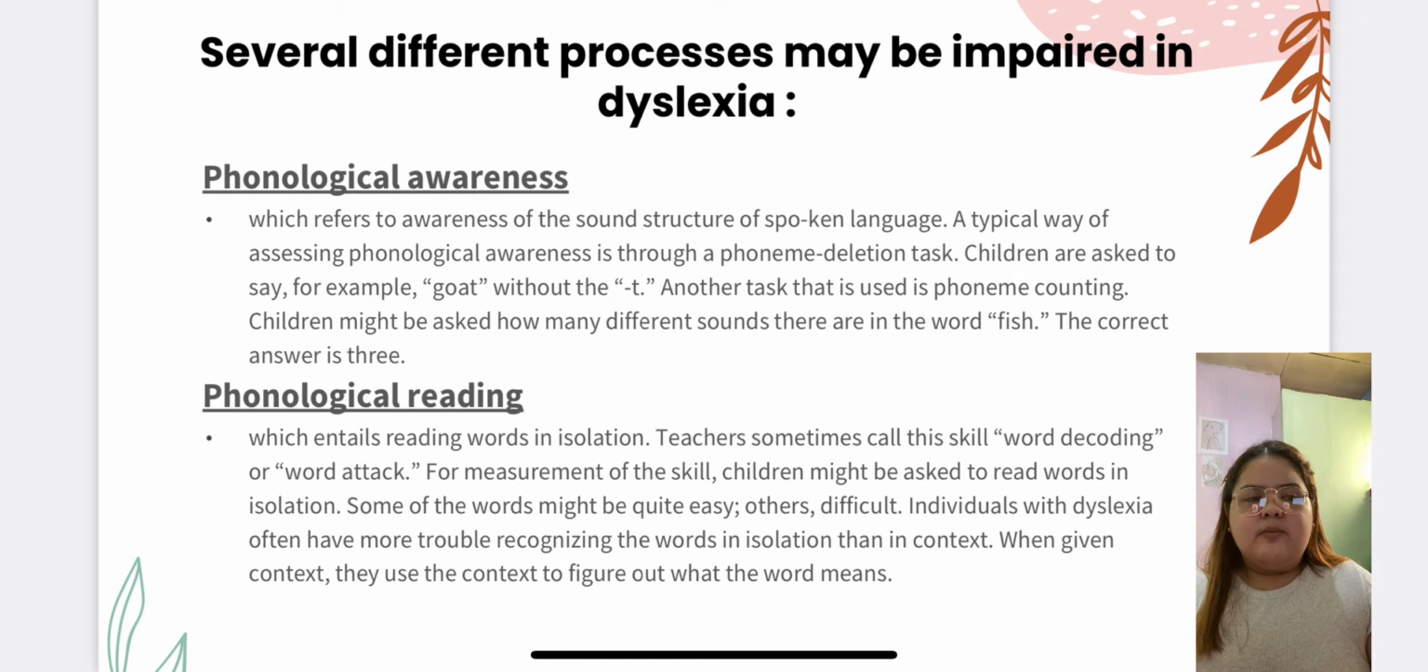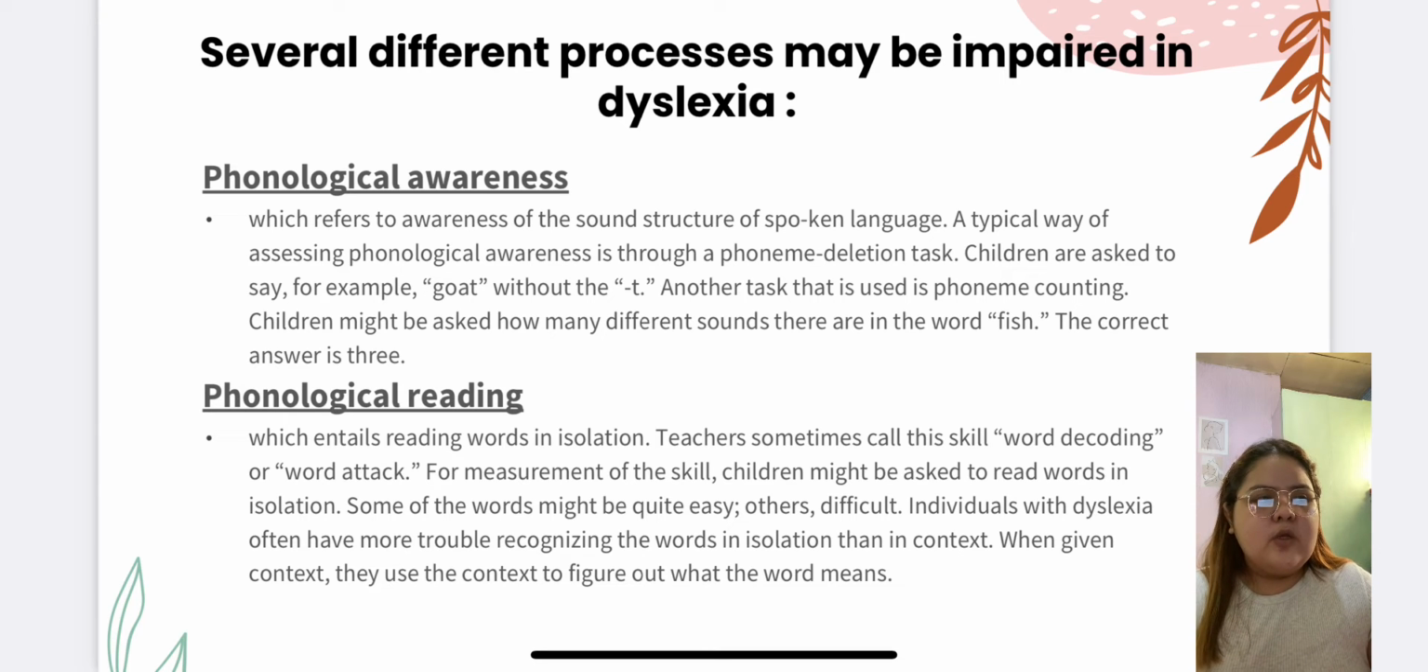Para mahatagan nila og focus ang pagbasa sa word nga ginagamit ang correct pronunciation. So ingana ang word decoding or word attack.